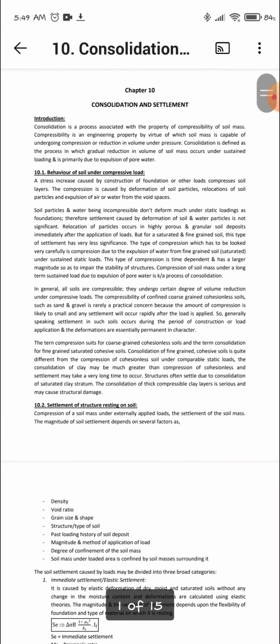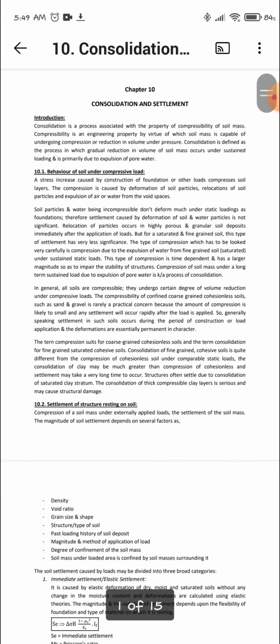10.1 Behavior of soil under compressive load. A stress increase caused by construction of foundation or other loads compresses soil layers. The compression is caused by deformation of soil particles, relocation of soil particles, and expulsion of air or water from void space. Soil particles and water, being incompressible, don't deform much under static loadings such as foundations.